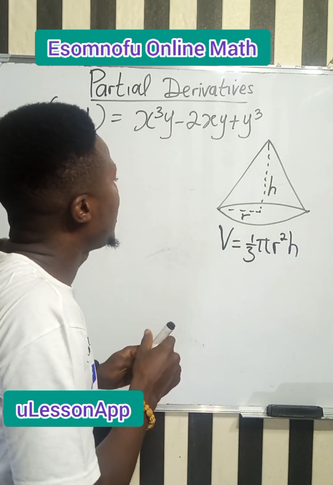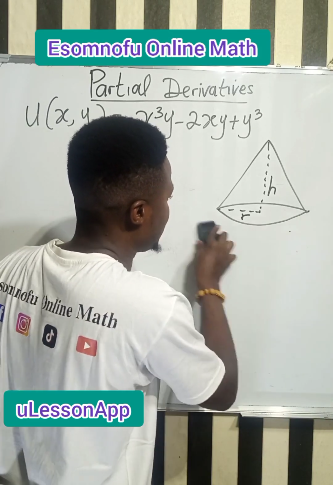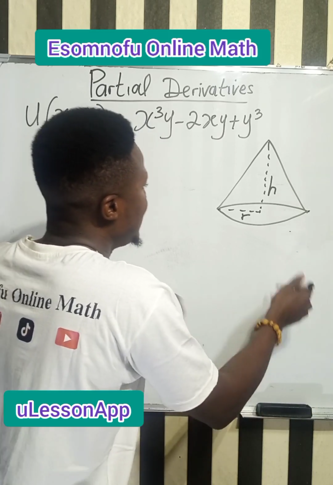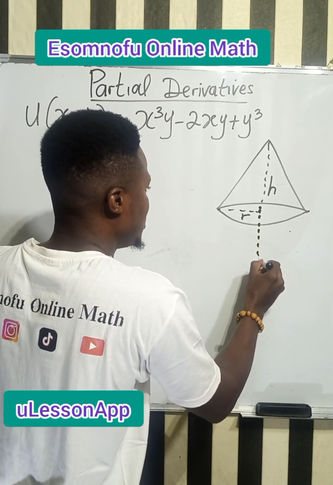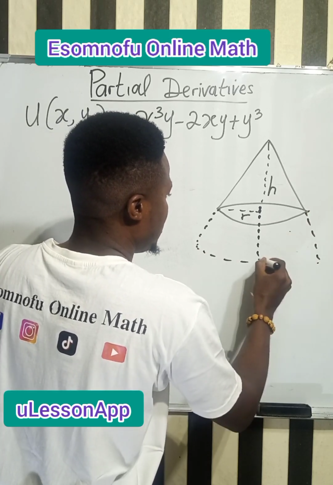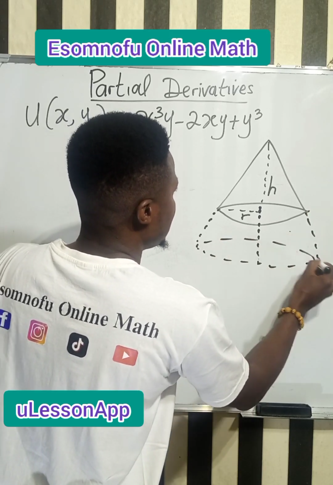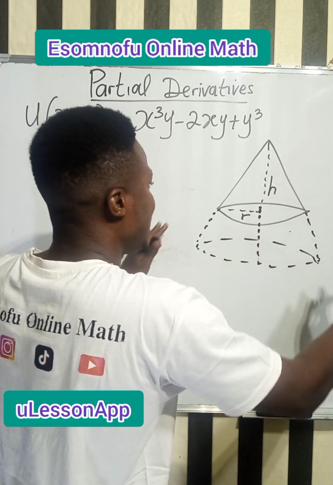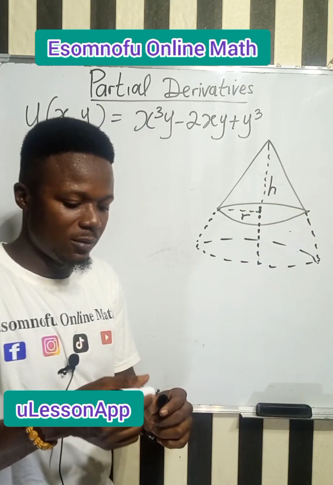Now supposing, let me show you what I'm trying to say here. If I want to increase the height, this is now the height, I want to increase it. So this is what will happen. So we have something like this. The height has been increased. So by increasing this height, automatically you have increased the volume.